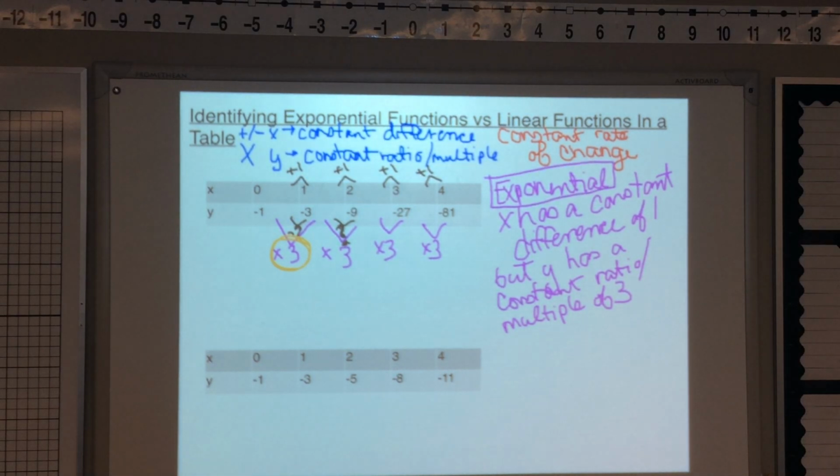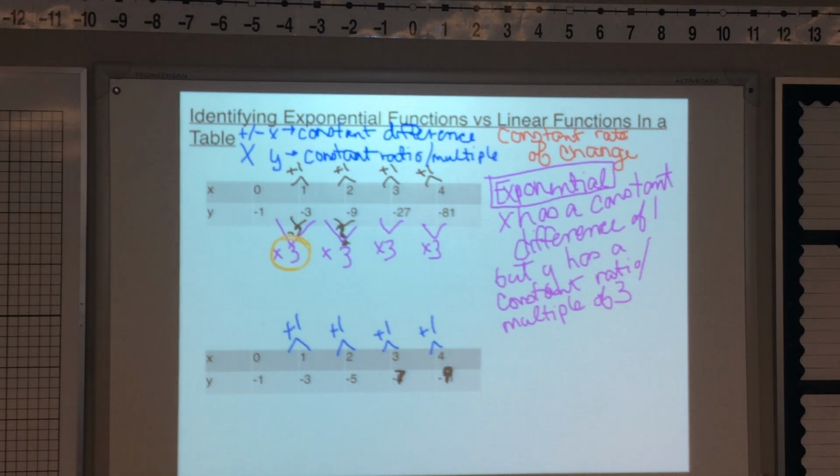So we look at the second table. You notice they're kind of closely related. From 0 to 1 is plus 1. From 1 to 2 is plus 1. From 2 to 3 is again plus 1. And from 3 to 4 is plus 1. Now let's look at the y's, but if you look at the y's, there's actually a mistake in there. So let's change these last two parts of our table to a -7 instead of a -8, and then a -9 instead of a -11. That was our mistake.